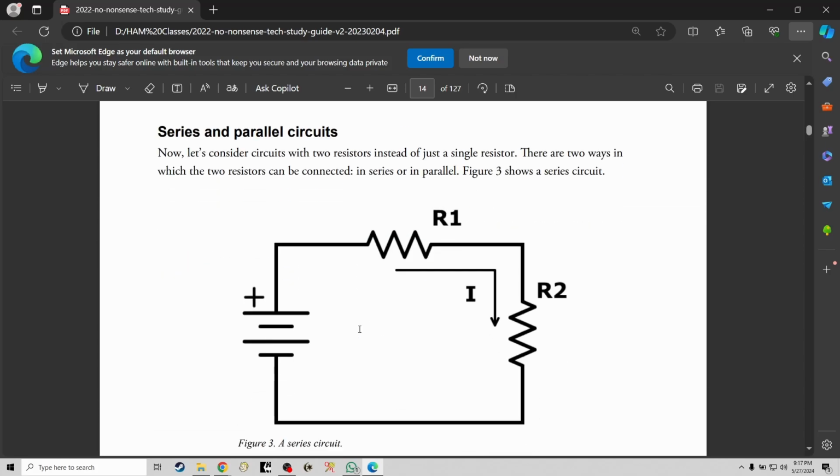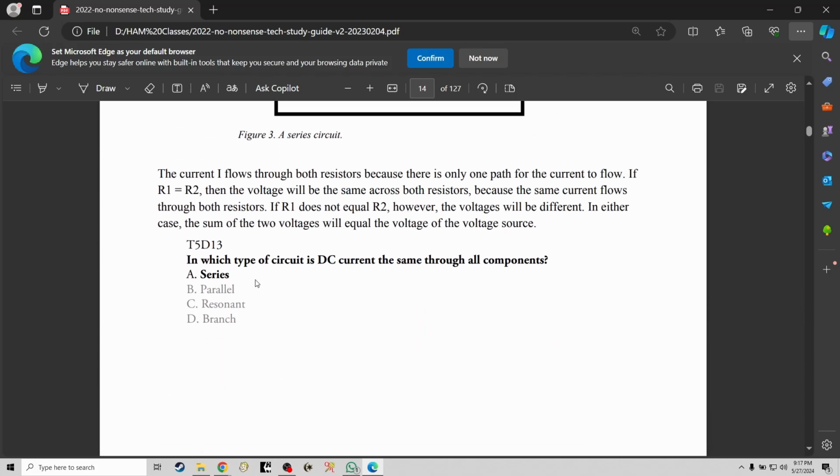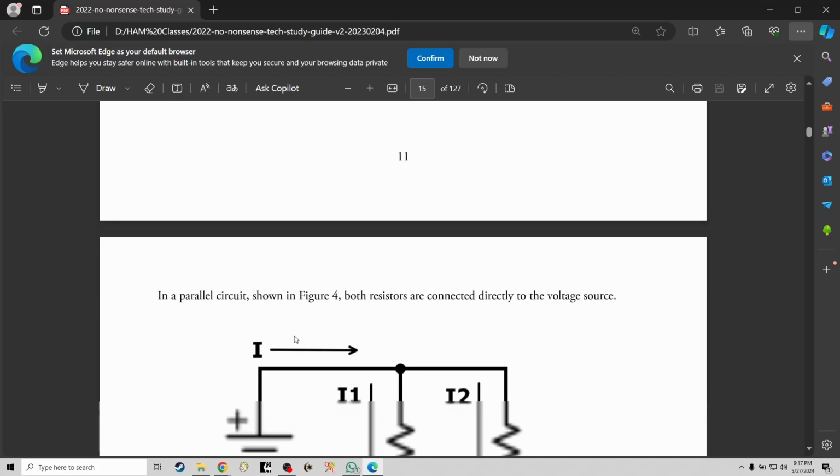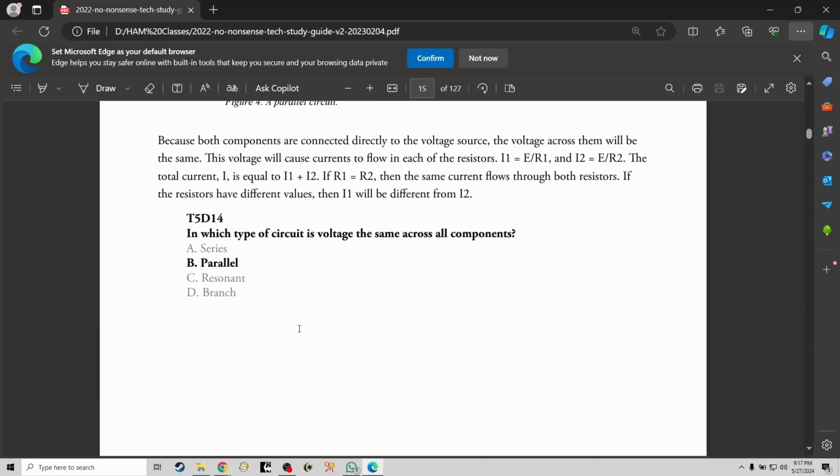Series and parallel circuits. In which type of circuit is DC current the same all throughout the components? That's a series circuit. It's all in one series. Parallel circuits, I believe we're talking about next. In which circuit is the voltage the same across all components? That would be parallel.